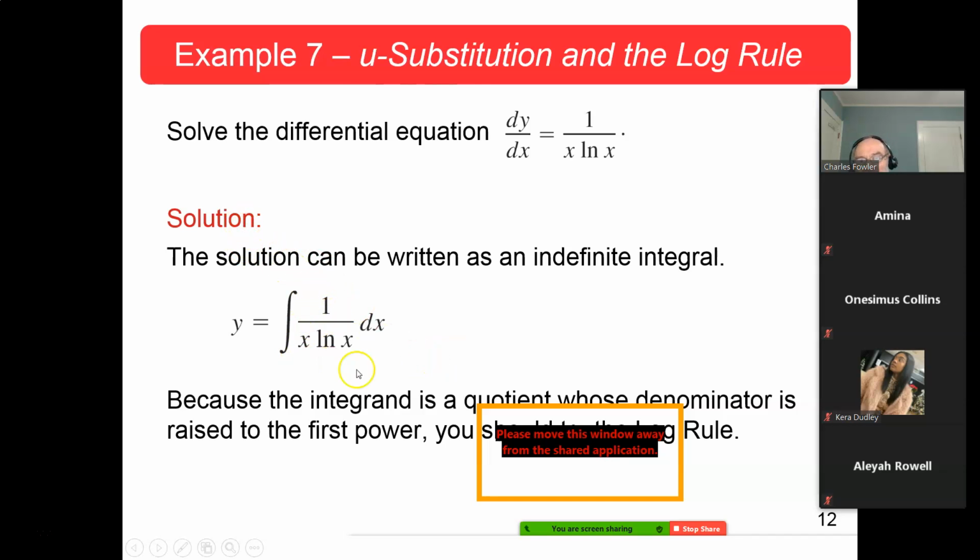I look at this, my usual method, and say, what's the most complicated part? The denominator. What's the innermost part of that denominator? Well, the log x is the most complicated part of that denominator, and the derivative of log x is 1 over x, which is exactly what you've got there. So that's a perfect fit for u.